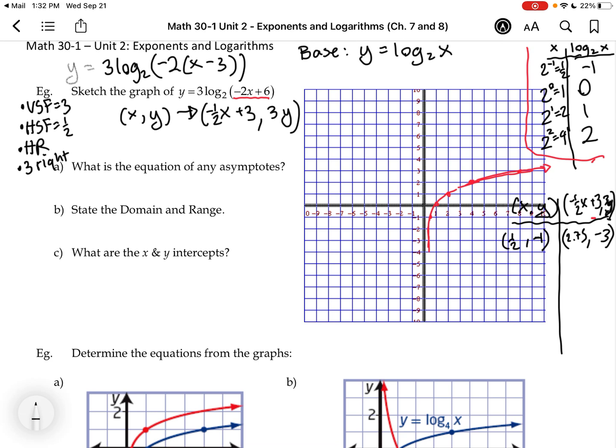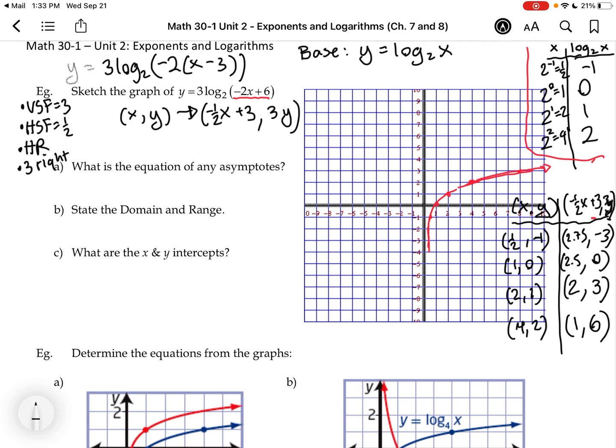Okay, and then the next point is (1, 0). So that's going to be negative 1/2 times 1 is negative 1/2 plus 3. 3 minus 1/2 is 2.5. And then 3 times 0 is 0. So that's quite nice. (2, 1). Negative 1/2 times 2 is negative 1 plus 3 is 2. And then 3 times 1 is 3. And we'll do one more. (4, 2). So negative 1/2 times 4 is negative 2 plus 3 is 1. And then this will become 6.